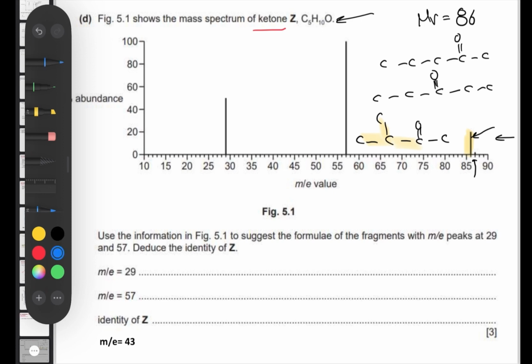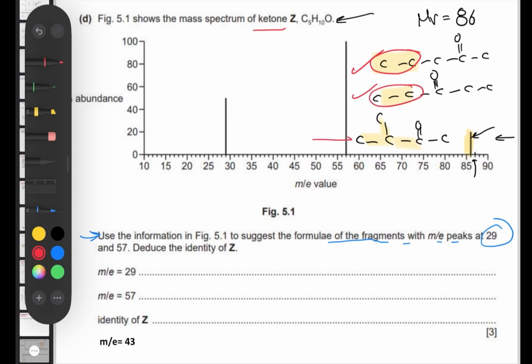Okay, the question is asking me to use the information to suggest the formula of the fragment with m/e peak at 29. We discussed this one before, and if you remember, it consists of an ethyl group, you can see here or here. My question: can I take this fragment from this compound? We have a C2H5, and we can make a fragment from here.